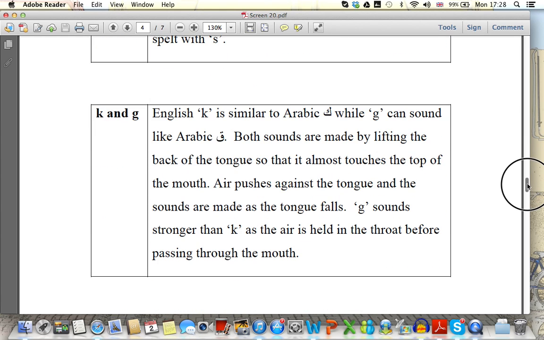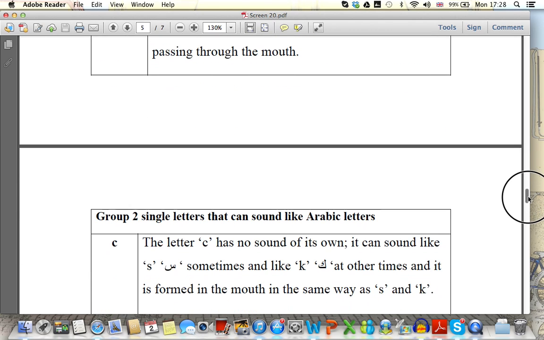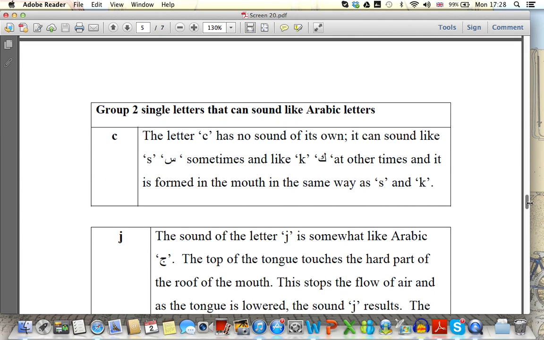So our next pair of letters are K and G. Now these again have similar equivalents in Arabic, kaf and qaf, and not exactly the same, but quite similar. And you need to learn the spelling of words that use K and G as the final letter. For example, think and thing, sink and sing. Right, so now let's move on to group 2.